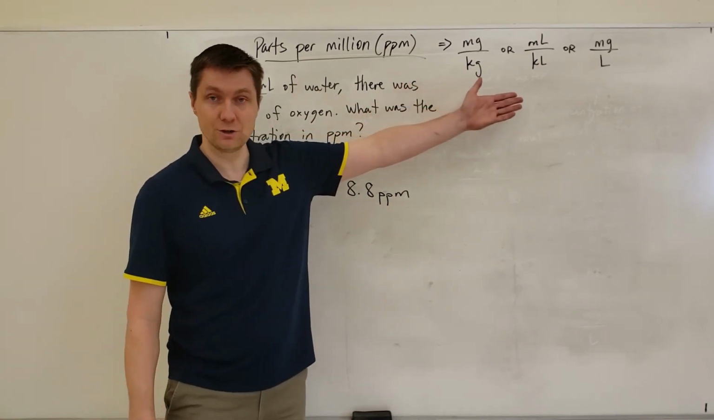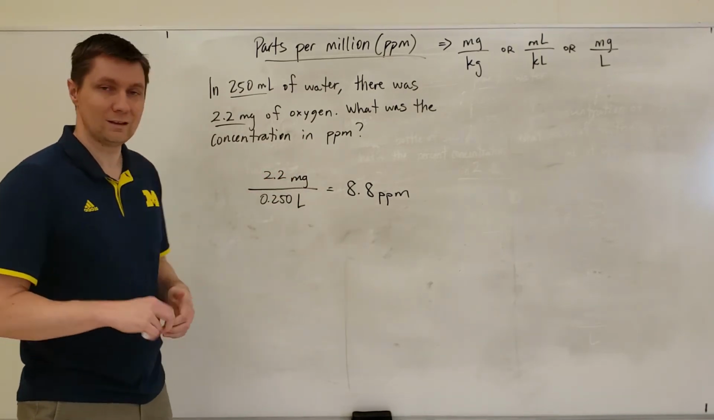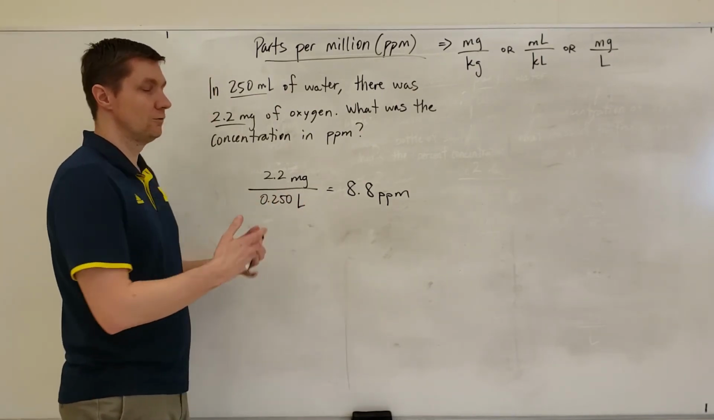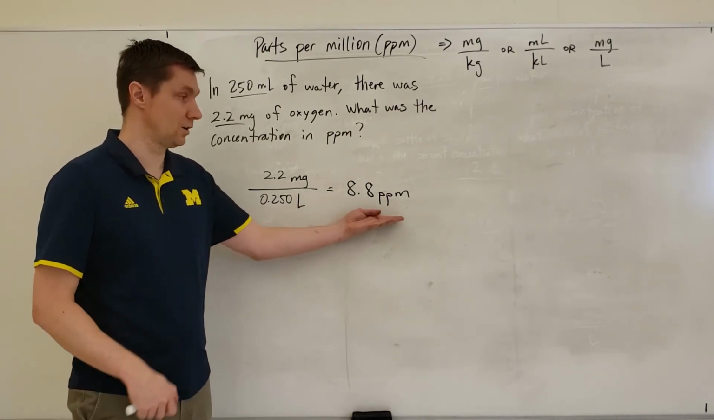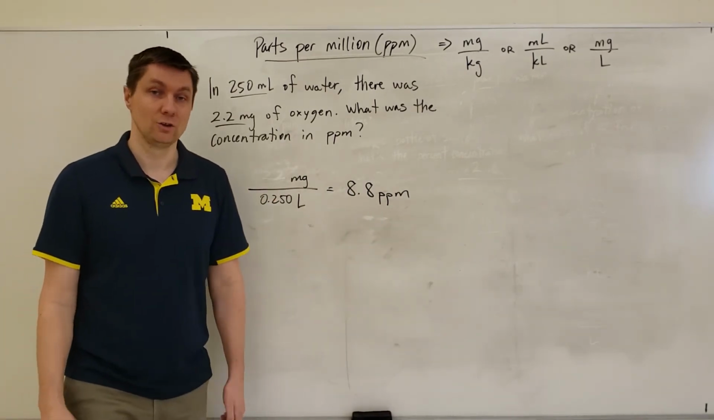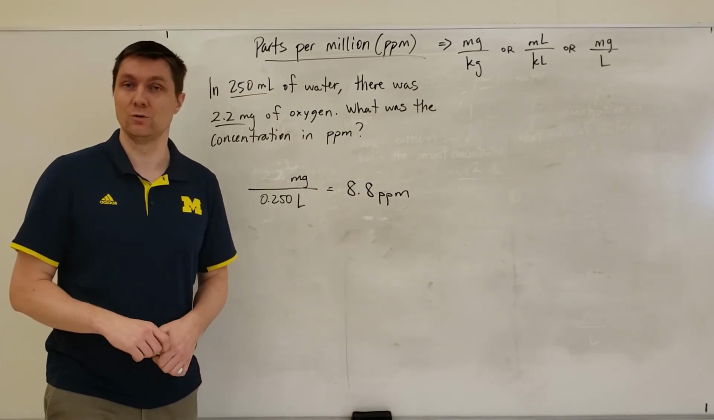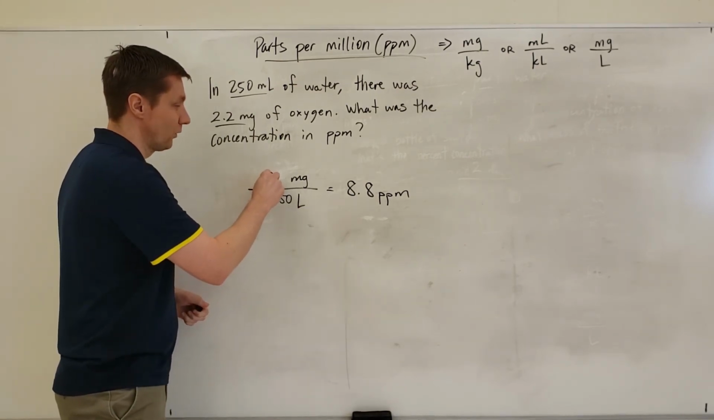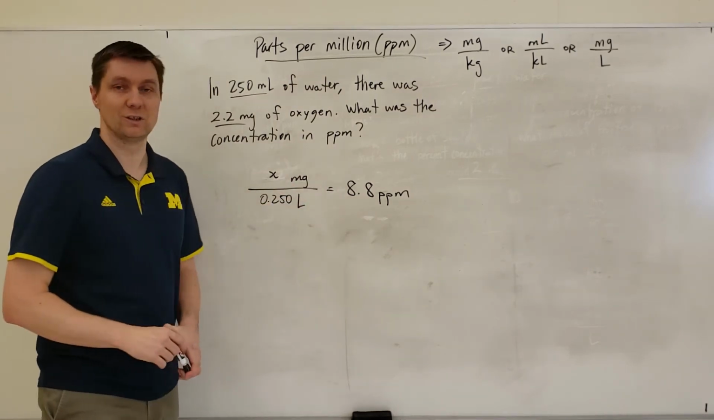Select the right unit ratio that you need based on the information that's given to you in the question. And then one final little twist that you might come across is sometimes the question might say, hey, you've done a sample test of water, and the oxygen in that water is at a concentration of 8.8 parts per million. So what would be the mass of the oxygen in a sample of water that was 250 milliliters? So then you just have to do some algebra here.